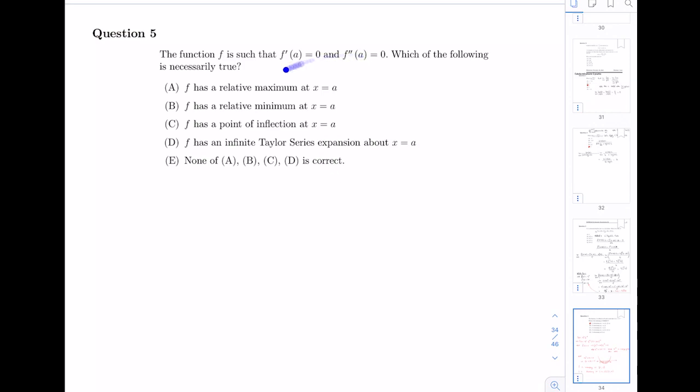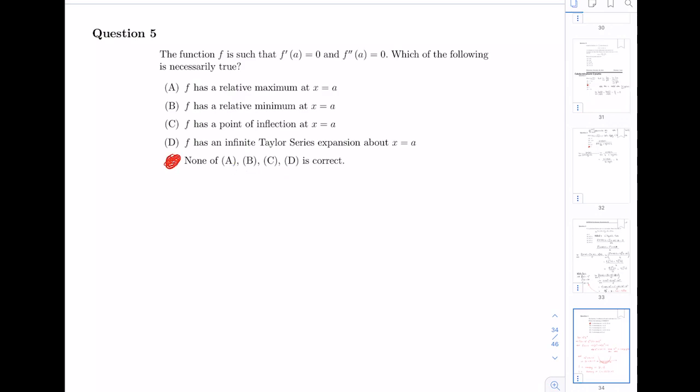Tricky. This might usually mean that this is the case, because if f has a point of inflection at x equal a, these will be true. But this being true doesn't mean that this is true. So we have to keep scrolling. F has an infinite Taylor series expansion about x equal a. That's not necessarily true either. So I'm gonna go with E for this one.